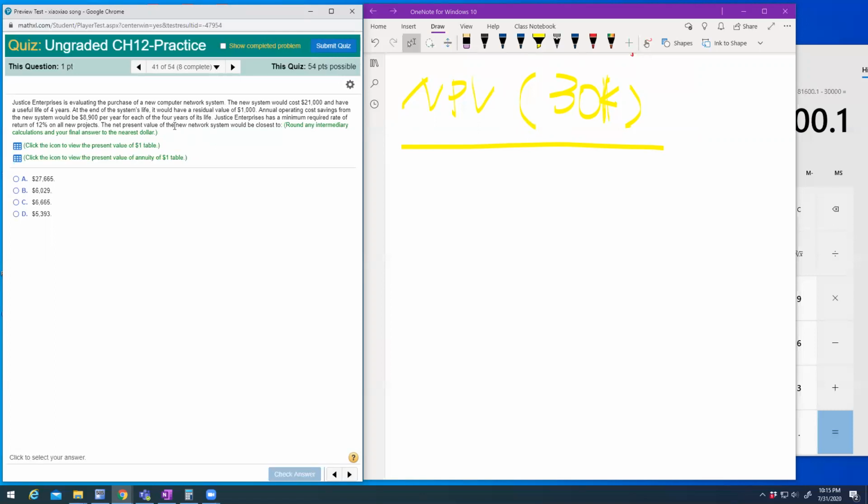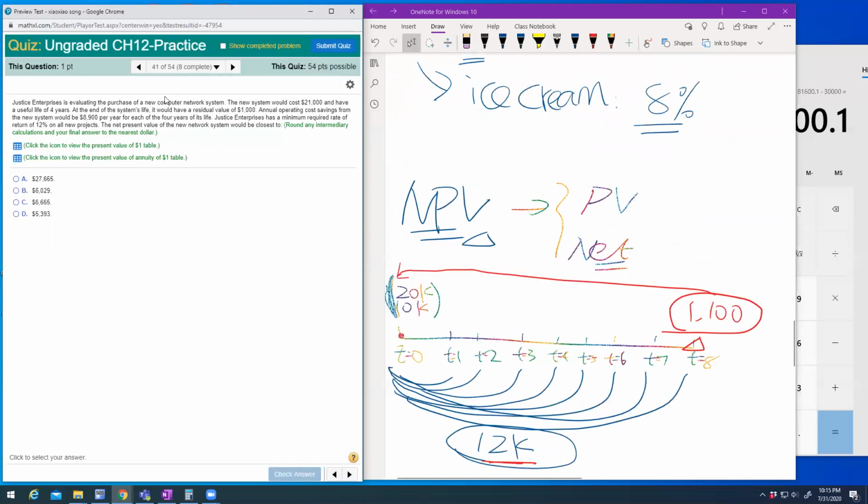The net present value, also similar questions. Okay, you do it by yourself. So you have this cost, used for 4 years. At the end there is a residual of 1,000. So it's very similar, right? You have a residual. Every year you have a saving. The operating cost saving is counted the same as extra cash flow.